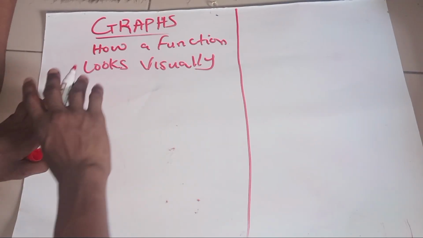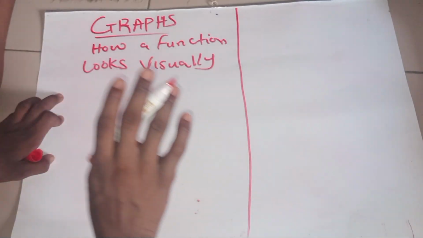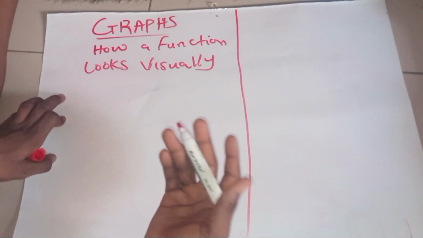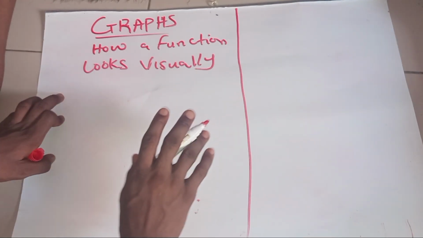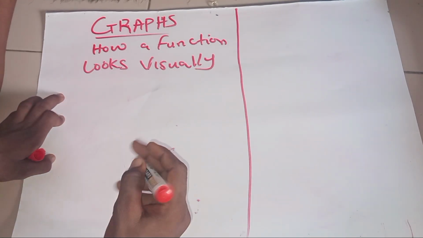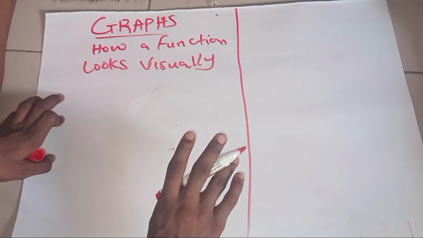Now when we're talking about a graph, it's normally how the function looks when you're looking at it visually, maybe in a representation, in a sheet, you understand? So now let's talk about graph. Now there are different kinds of graph, you understand me?